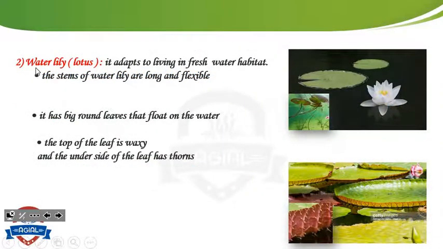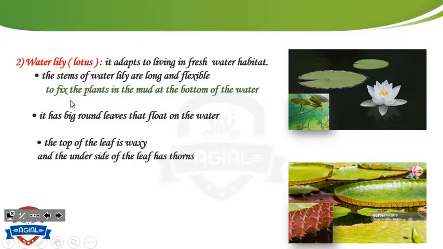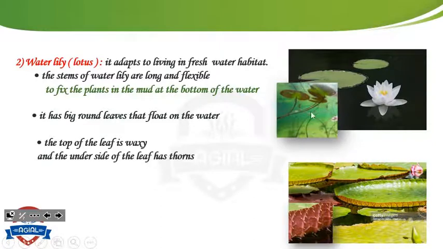In number 2, we have the water lily, or we can say lotus. It adapts to living in a freshwater habitat. We can see it in this picture. The stems of the water lily are long and flexible to fix the plant in the mud at the bottom of the water. As we see in this picture, the stems of the water lily are long and flexible.